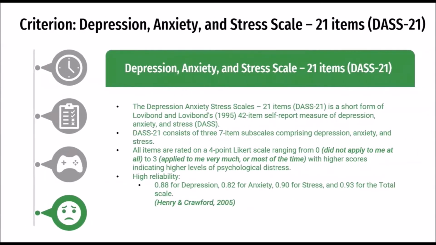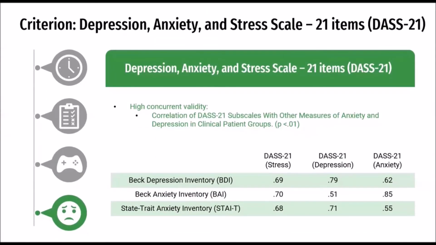DASS-21 consists of 3 seven-item subscales comprising depression, anxiety, and stress respectively. It's a well-established scale with high reliability and validity. For the reliabilities of each subscale, you can have a look. DASS-21 subscales show good concurrent validity with other measures of anxiety and depression. You can refer to the figures.